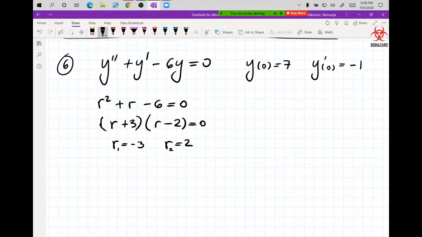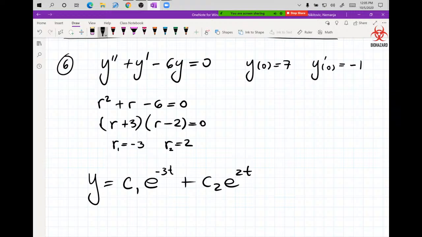Now, if you have them as 2 and then -3, I told you it's the same thing. Doesn't really matter which one is first, which one is second. Now you will write your solution with the equation C1 e to the -3t plus C2 e to the 2t. I hope you all have at least this much, because this is considered a joke up to this point.